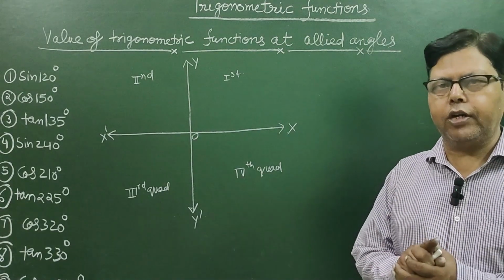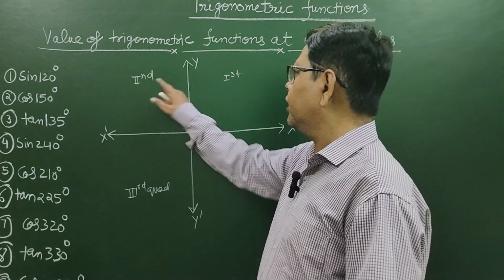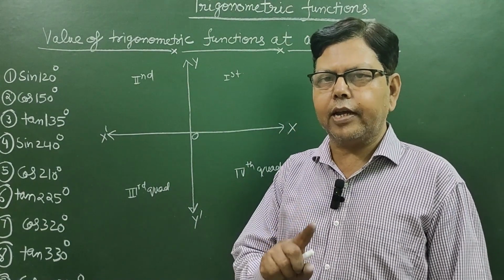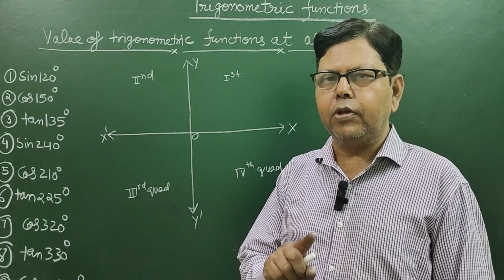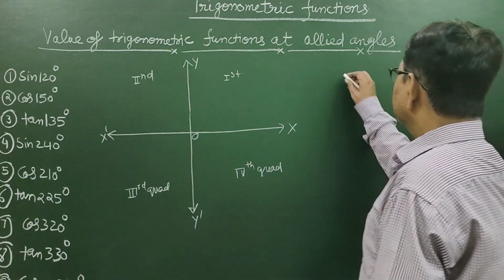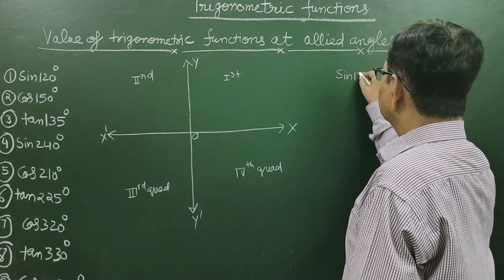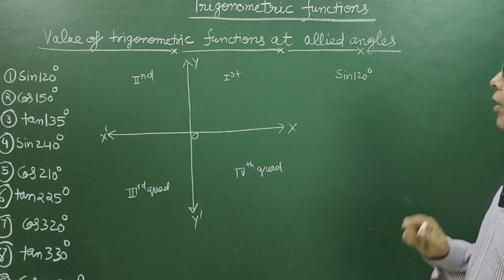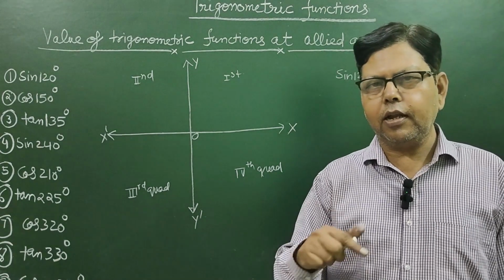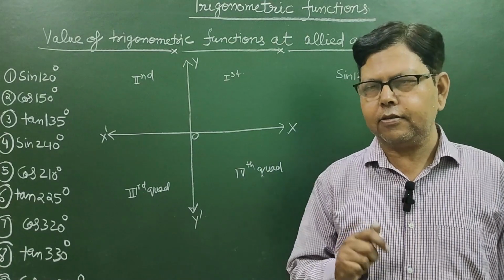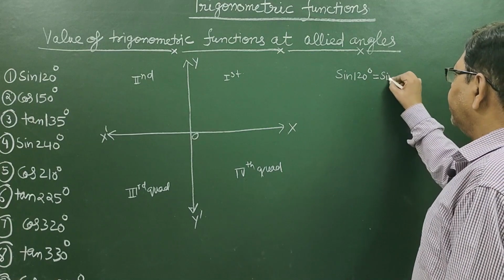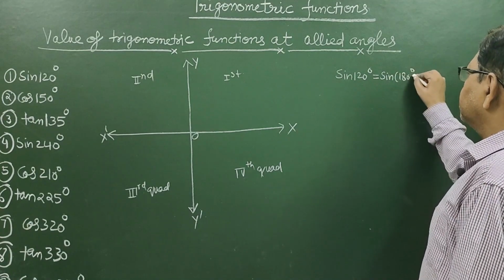Now, angle of 120 degree lies in the second quadrant. It is greater than 90 degree, less than 180 degree. So, it lies in the second quadrant. We want to evaluate the value of the function sine of 120 degree. You all are familiar with the value of trigonometric functions at allied angles. In the last part I told you about allied angles. So sine 120 degree, we can write this is equal to sine of 180 degree minus 60 degree.